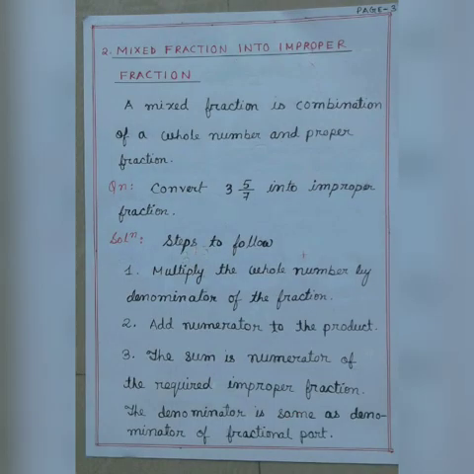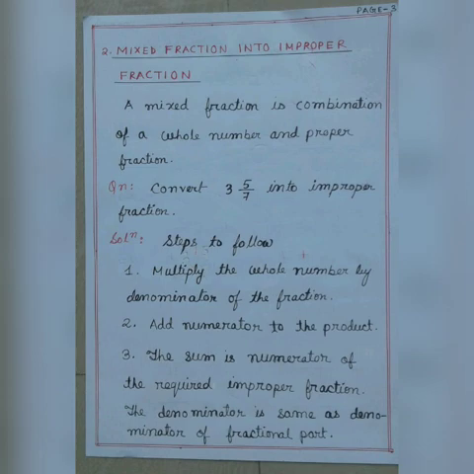Number 2, mixed fraction into improper fraction. Now we have to convert a mixed fraction into an improper fraction. A mixed fraction is a combination of a whole number and proper fraction. So I shall explain it with one example. Convert 3 and 5 by 7 into improper fraction.